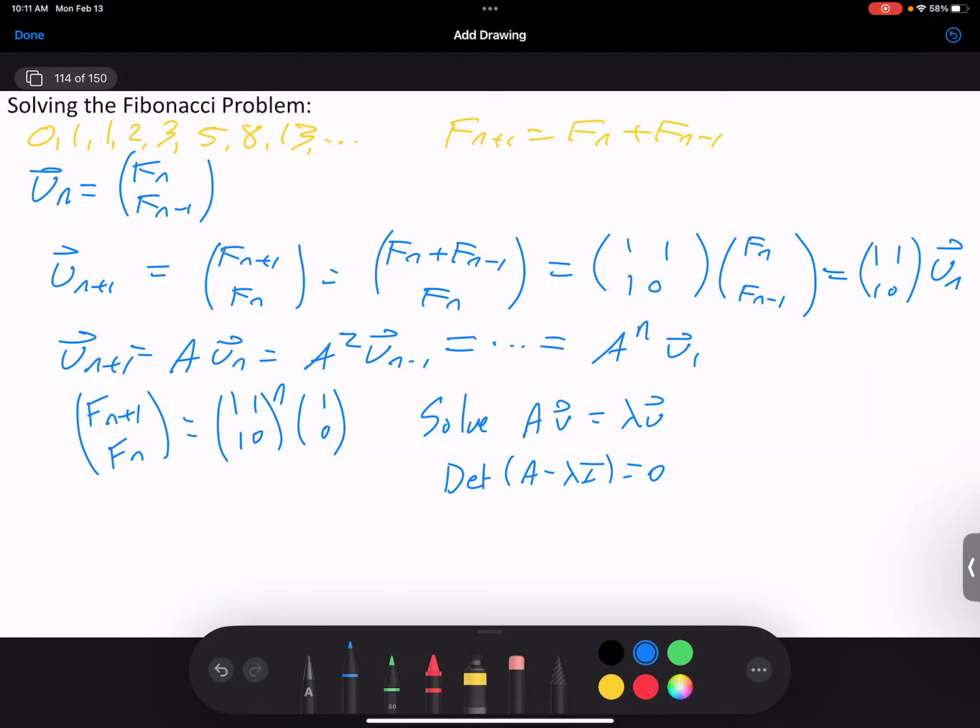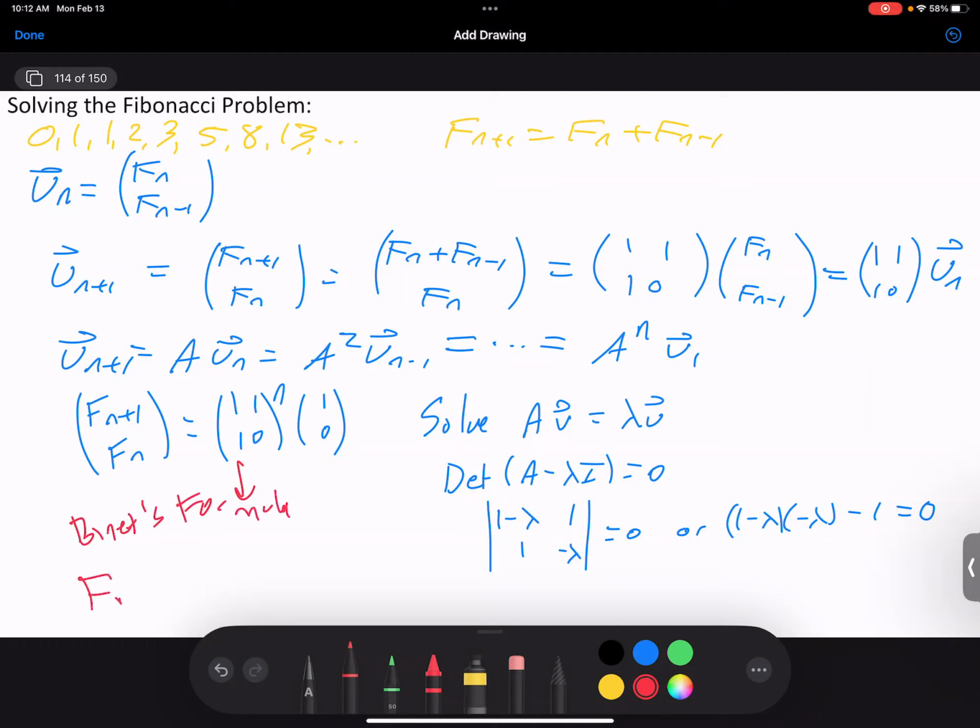This is solving the determinant of 1 minus lambda, 1, 1, negative lambda equals 0, or 1 minus lambda times negative lambda minus 1 equals 0. Okay, I can solve that quadratic without too much trouble. Once I have those lambdas, I then find what v solves Av equals lambda v. Once I have those, I then write (1, 0) as a linear combination, and I can do this. And when the dust settles, you get one of my favorite results in all of mathematics, Binet's formula.